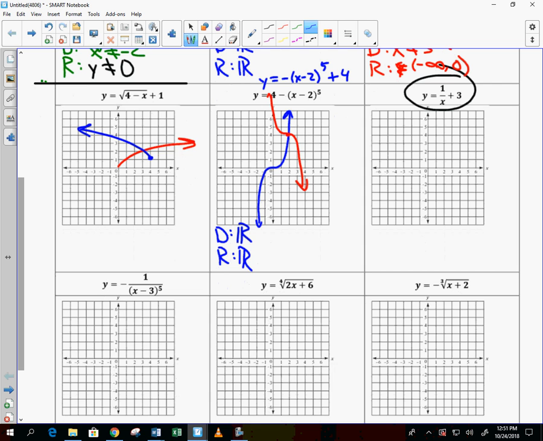1 over x plus 3. You've already seen this parent function. You remember the reciprocal function? They're going to be in opposite quadrants, one in the top, one in the bottom. What's the transformation? What happens? 3 units up. So that will move the horizontal asymptote up to 3. The vertical asymptote doesn't move.